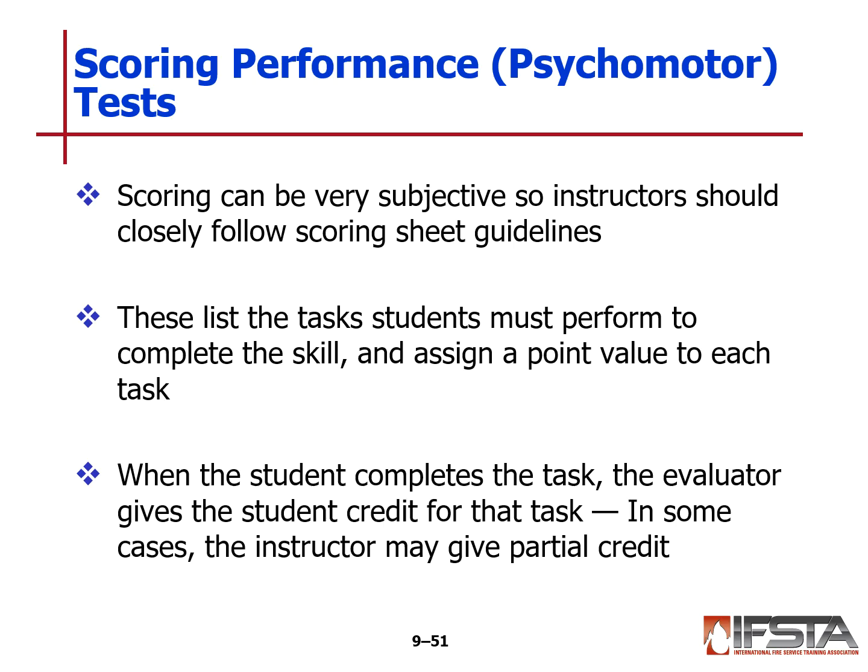Scoring can be very subjective, so instructors should closely follow scoring sheet guidelines. These list the tasks students must perform to complete the skill and assign a point value to each task. When the student completes the task, the evaluator gives the student credit for the task. In some cases, the instructor may give partial credit, and this is for the psychomotor hands-on test or performance.